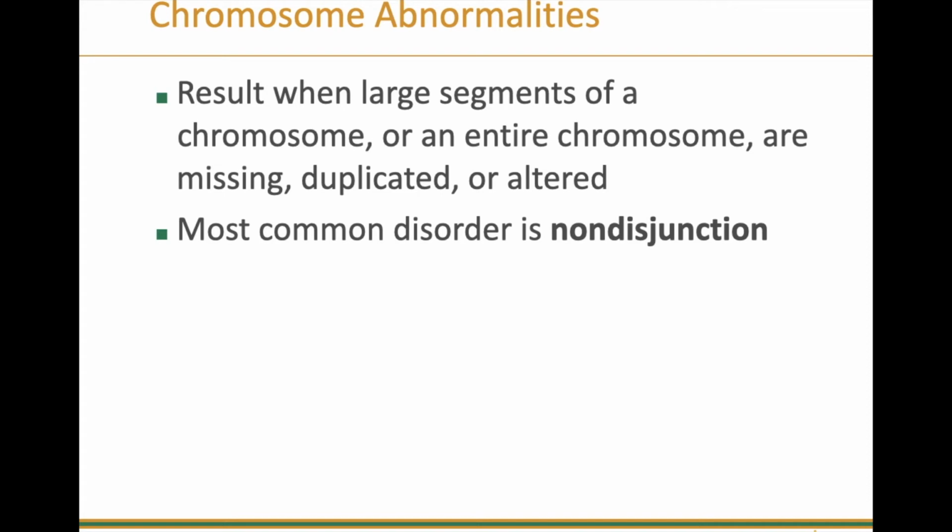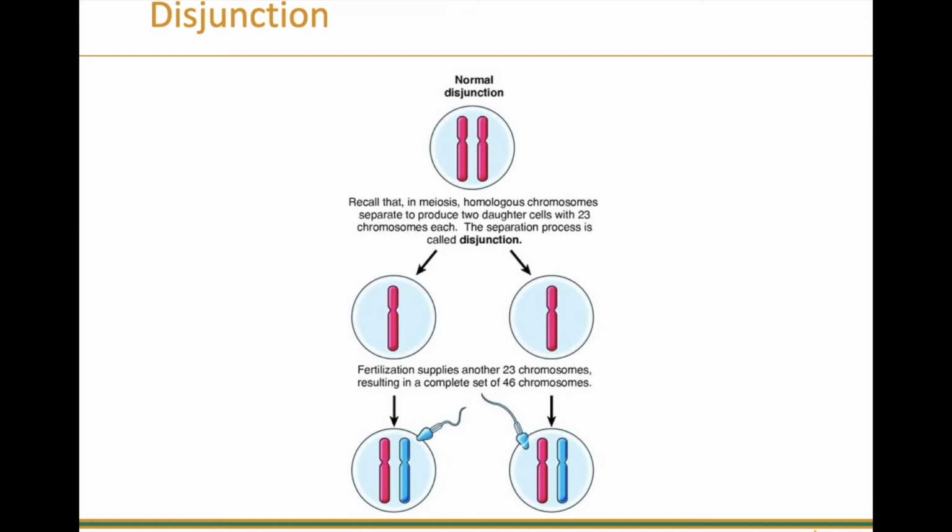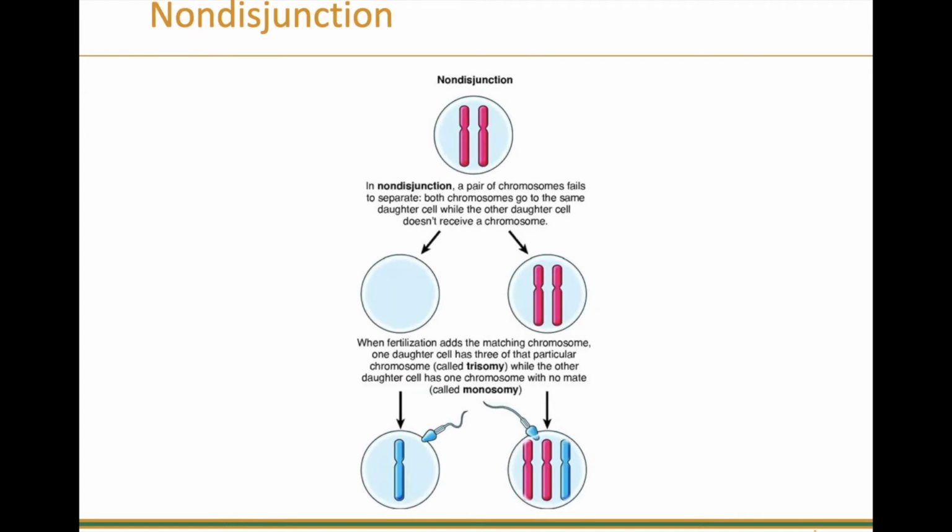So chromosome abnormalities result when large segments of a chromosome or an entire chromosome are missing, duplicated, or altered. The most common disorder is non-disjunction. So this first figure shows normal disjunction, where as you're going through meiosis, the chromosomes separate, and you get cells with half the number of chromosomes, and then when fertilization happens, they have a complete set again. This figure shows non-disjunction, where those chromosomes fail to separate during meiosis.